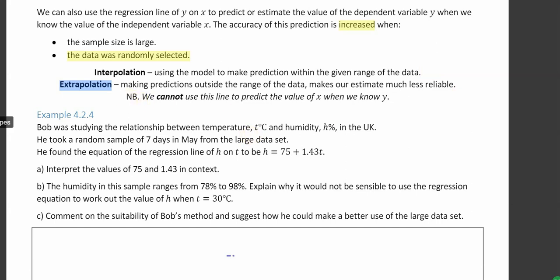And one other thing, we cannot use the regression line of y on x, which is where y is the subject of the equation, to make a prediction of the value of x when we know y. So you can't work backwards. So the regression line of y on x is of the form y equals ax plus b, or a plus bx. In other words, y is the subject of that equation.